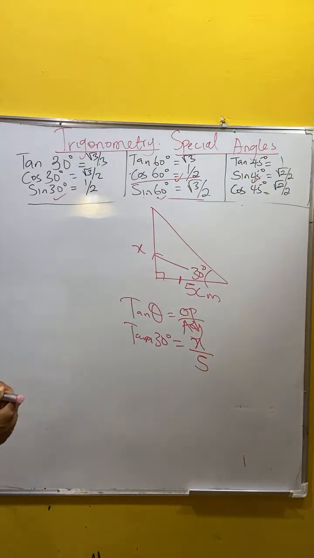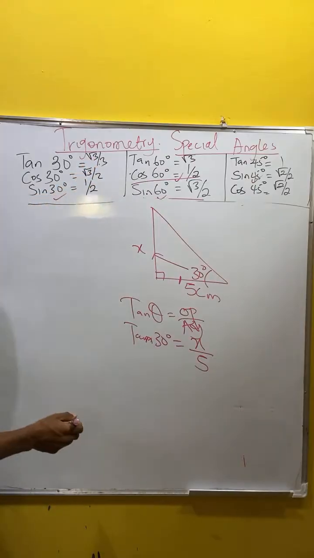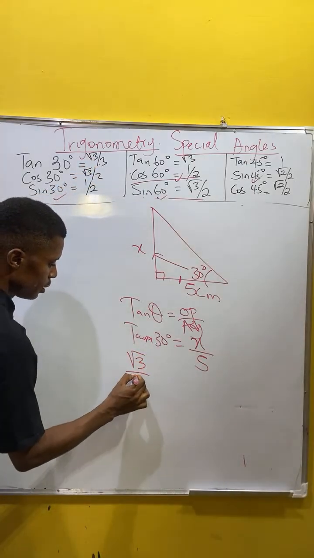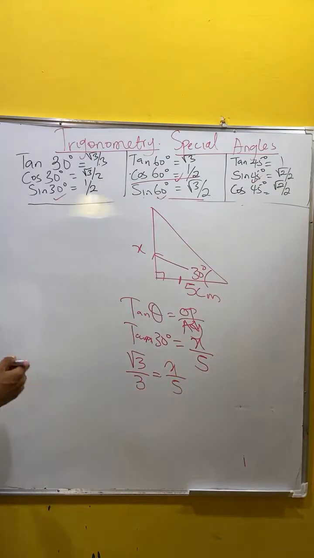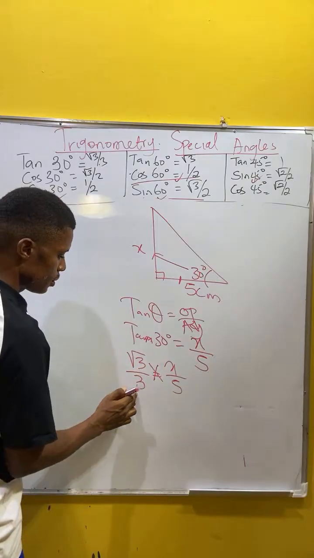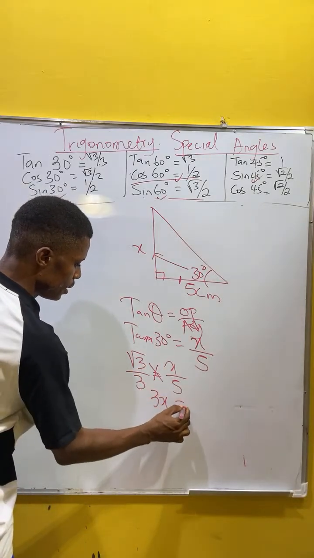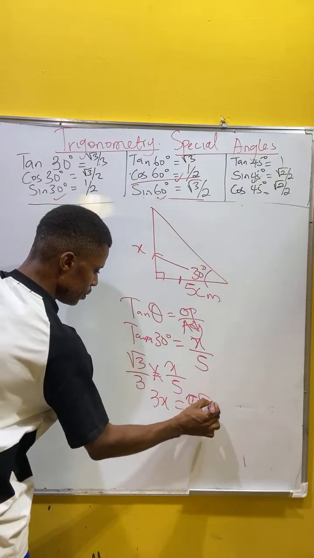What then is the value for tan 30? Tan 30 is root 3 over 3. So we have that root 3 over 3 is equal to x over 5. It's very easy to get. The next thing to do is to cross multiply. x times 3 is 3x, and that is equal to 5 times root 3, which gives 5 root 3.